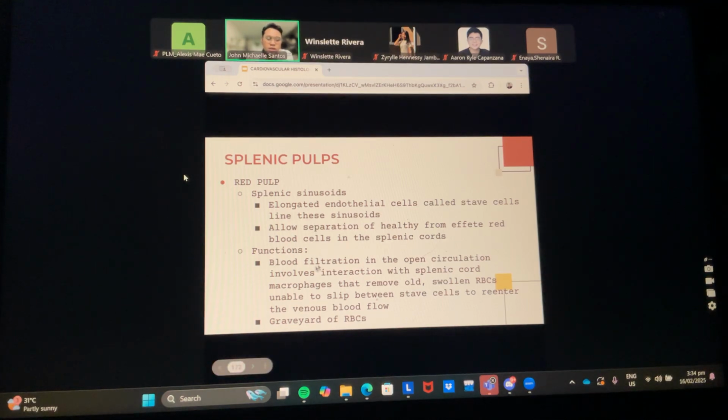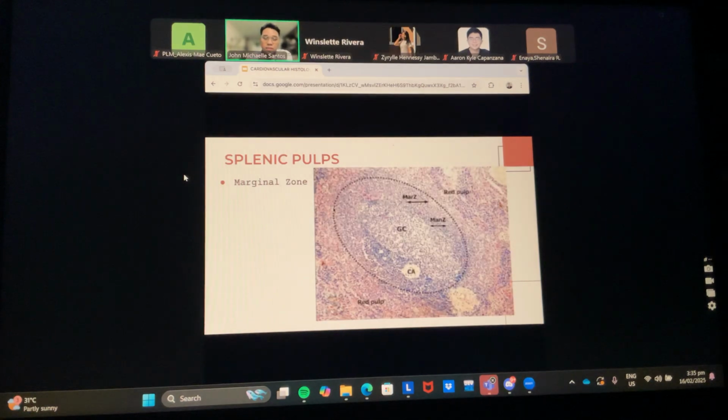The function of your red pulp is that it serves as for blood filtration of the open circulation, which involves the interaction of your splenic cords to remove old swollen RBCs and which are unable to slip between the stave cells to re-enter the venous blood flow. So again, this is the graveyard of your RBCs, which now allows for the recycling of iron and for erythropoiesis. And then you also have your marginal zone.